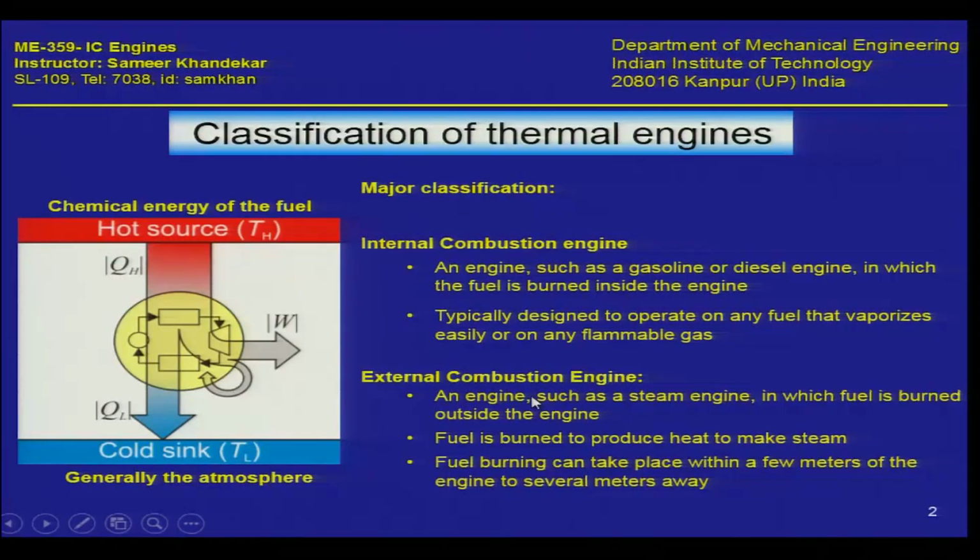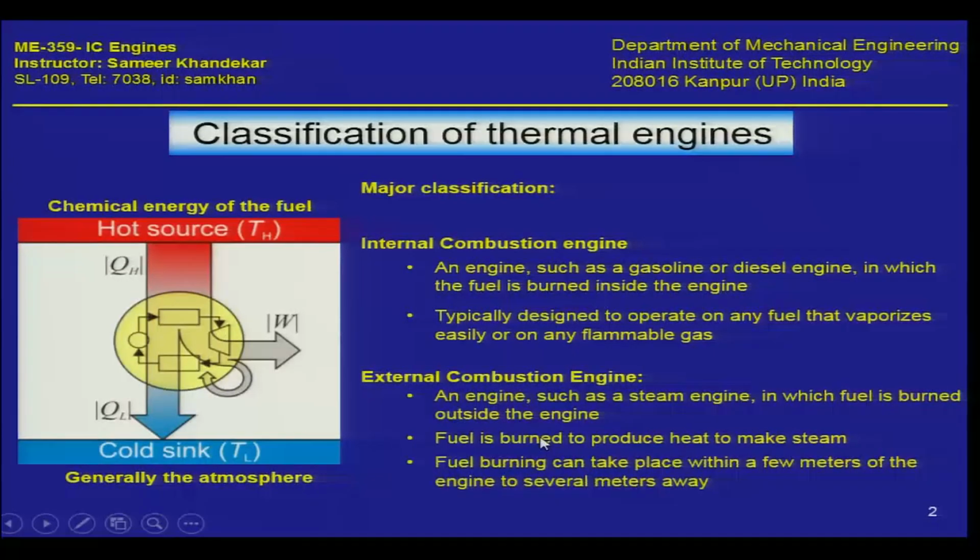In an external combustion engine like a steam engine, as I was telling you, the fuel is actually burnt outside the engine. The fuel is burnt to produce heat to make steam, for example, in a steam engine, and then fuel burning can take place within a few meters of the engine, or it can also be several meters away. So the location of the boiler where the steam is generated can be quite a few meters away from the actual turbine or the actual expanding device, from where the enthalpy of the steam is used to rotate a particular shaft to get positive work out. So that is a major classification.